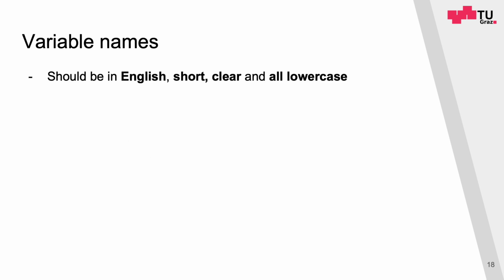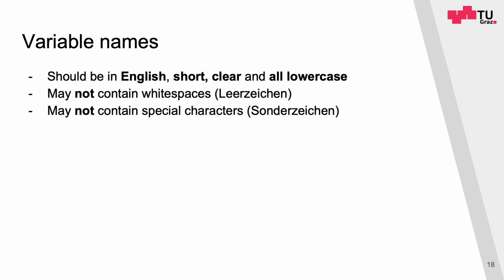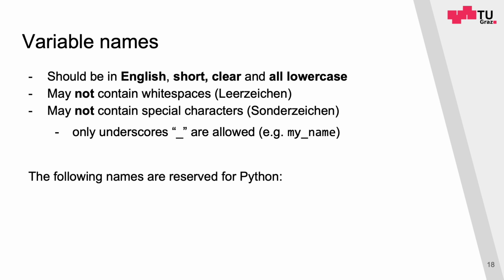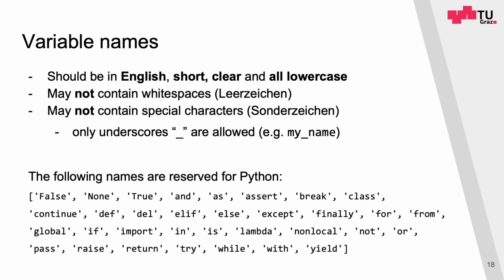So variable names should all be in English, short, clear and lowercase, and may not contain any white spaces, in German Leerzeichen. So if you have, for example, a variable name which consists of more than one word, you need to replace the white spaces, the Leerzeichen, for example, with underscores. And variable names may not contain any special characters, in German Sonderzeichen. And as already said, only underscores are allowed, for example, my_name. And the following names are reserved for Python, which means that you are not allowed to use those words as variable names.